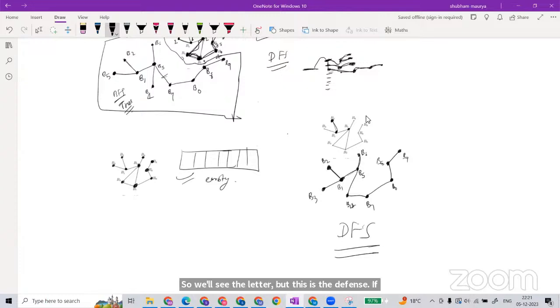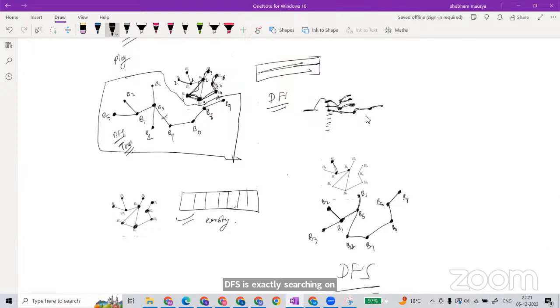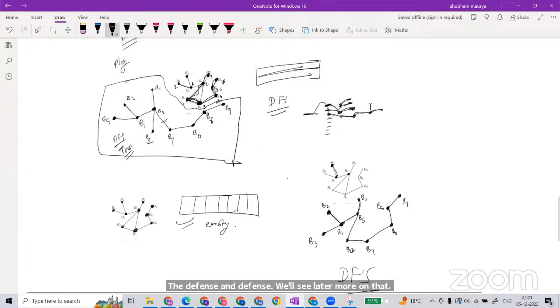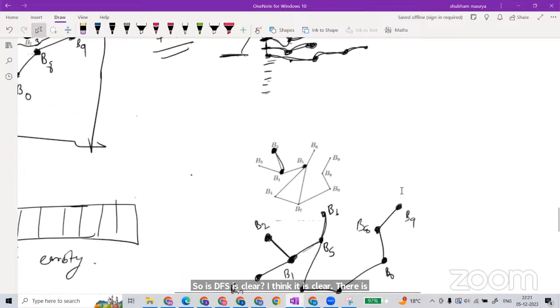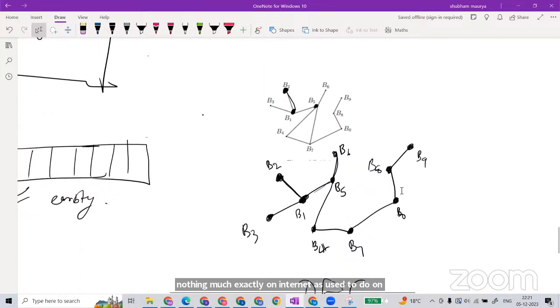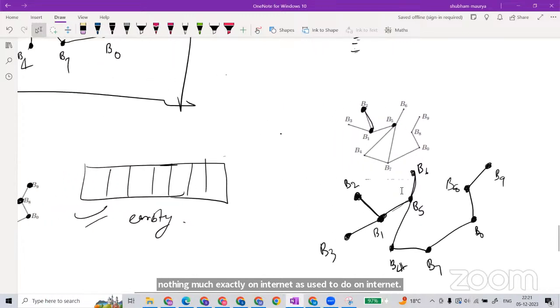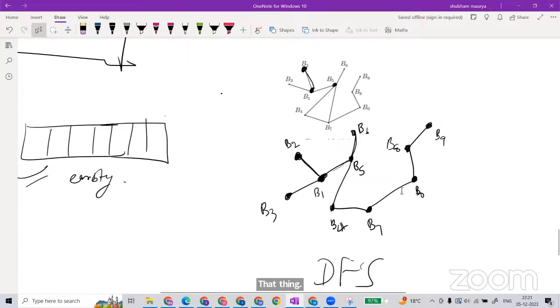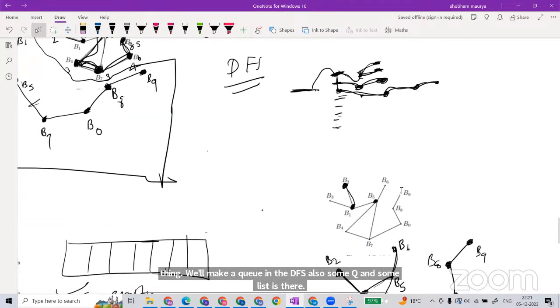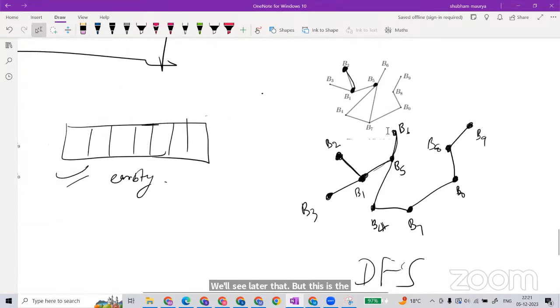DFS is exactly searching on the internet, nothing more. That's all. BFS and DFS, we'll see more on that later. So is DFS clear? I think it is clear. There is nothing much, it's exactly what you used to do on the internet. We'll make a queue in the DFS also, some queue and some list is there. We'll see that later. But this is the algorithm on the graph.